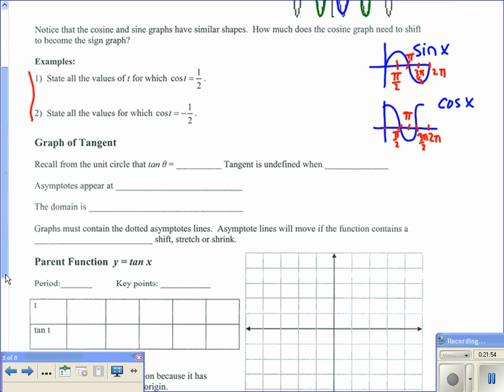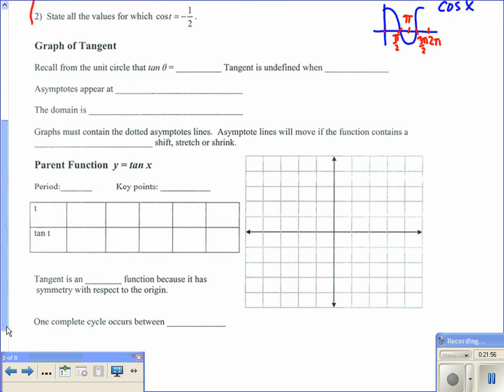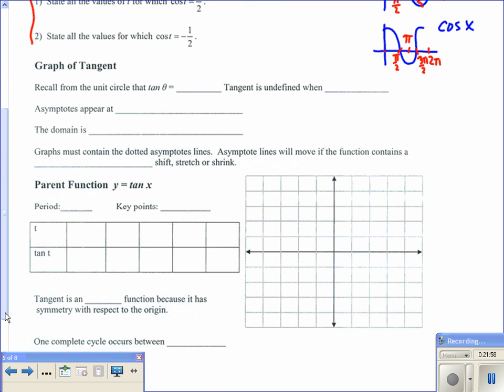So let's go ahead and take a look at the last graph that we want to do. The last parent function that we need is the graph of tangent. So for the graph of tangent, recall from the unit circle that the tangent is equal to the values of y over x, which is sine theta over cosine theta.